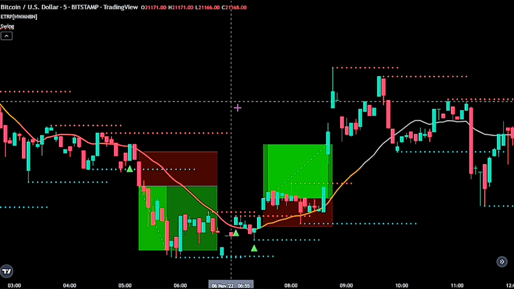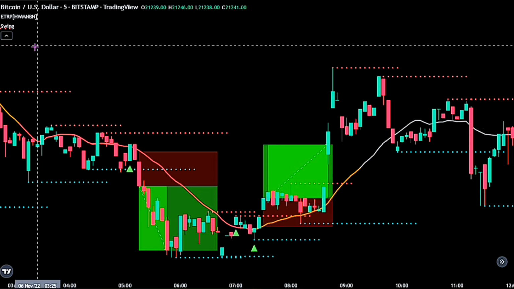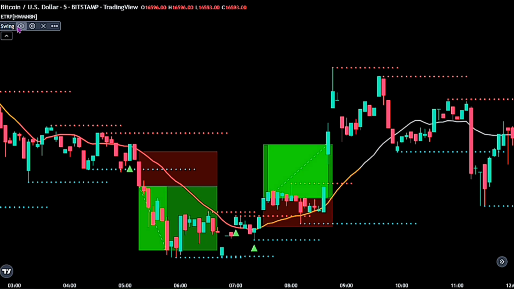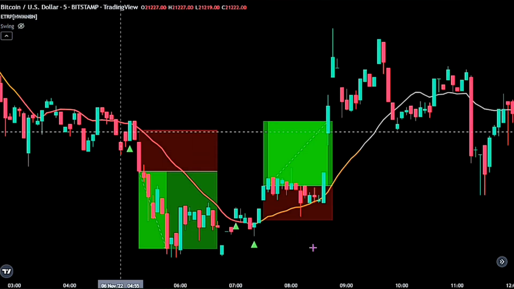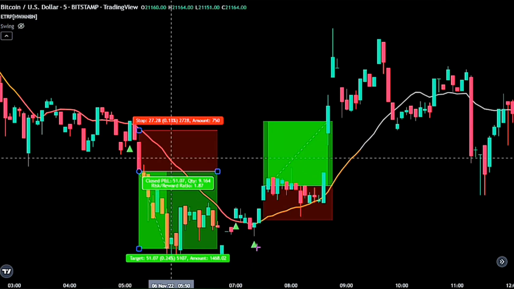To easily identify these reversal arrows, you can choose to turn off the support and resistance indicator to enable you to notice changes in the moving average and break of structure.